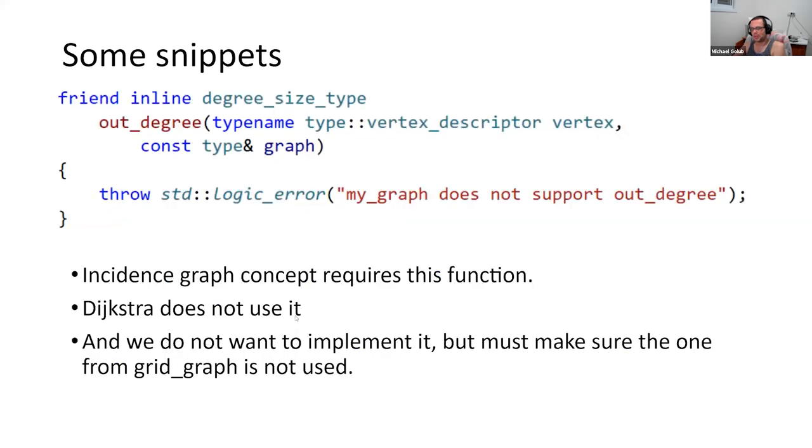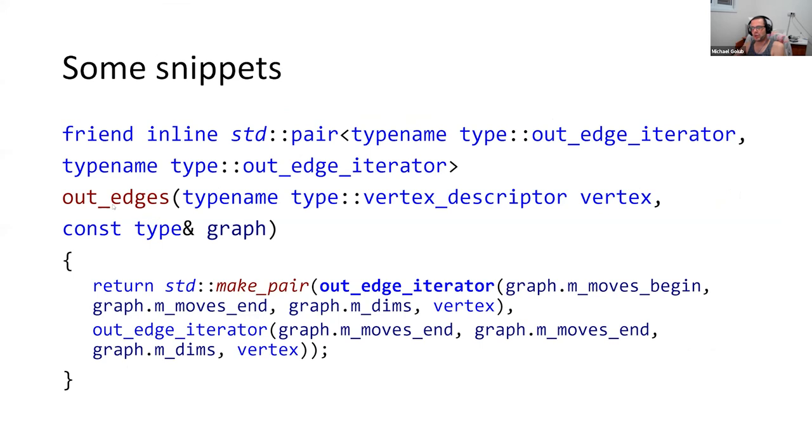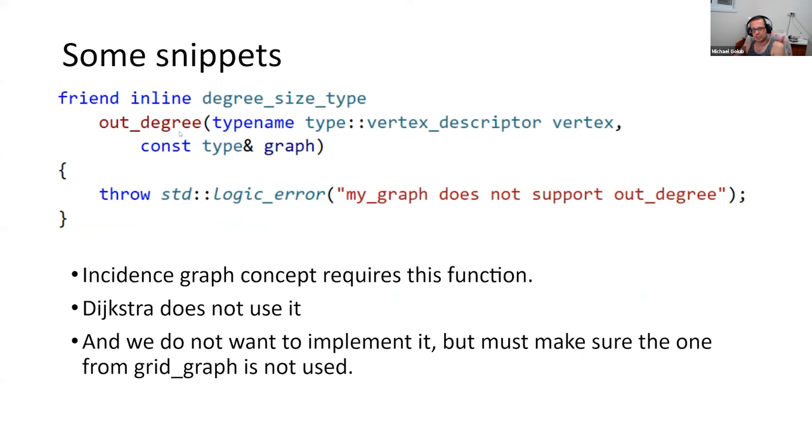We will get to it in one more slide, because the incidence graph concept requires that you implement not only the out edges function, but also the out degree function, the number of neighbors. And the Boost documentation says that Dijkstra receives a graph that must satisfy the incidence graph concept. But requiring out degree from algorithms that don't need it, like Dijkstra, doesn't make sense. So I said, hey, I don't want out degree from the original grid graph to be called, so I will provide my own that will throw in case it's called. It was never called. So maybe the requirements for arguments for certain graph algorithms in Boost could be relaxed.